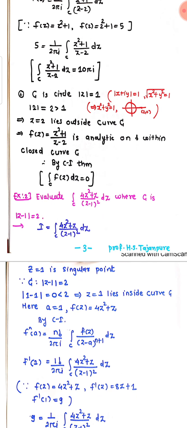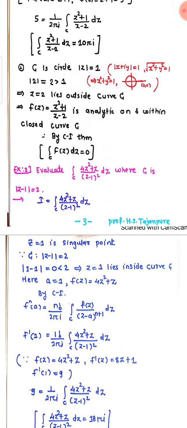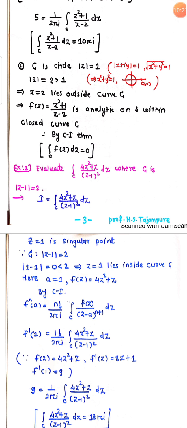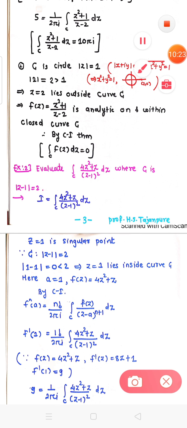Now in the second part of the example, they have given another curve, which is again a circle. The function is same, just the curve is different. The curve is the circle modulus of z equal to 1. Modulus of z, that is modulus of x plus iy, which equals √(x² + y²) = 1.